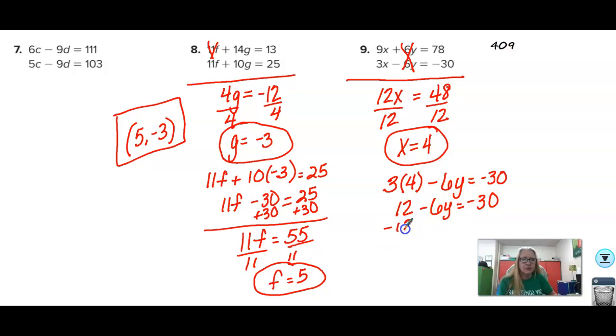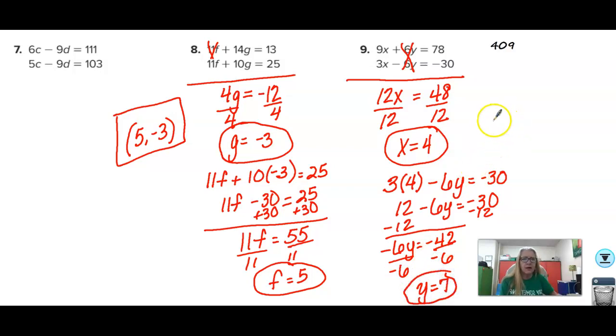Right, I would subtract 12 from both sides. And that gives me negative 6y is equal to negative 42. Dividing both sides by negative 6, I find that y is positive 7. And now that I have an x and a y, I can write the solution set. That's the solution. Okay? Cool.